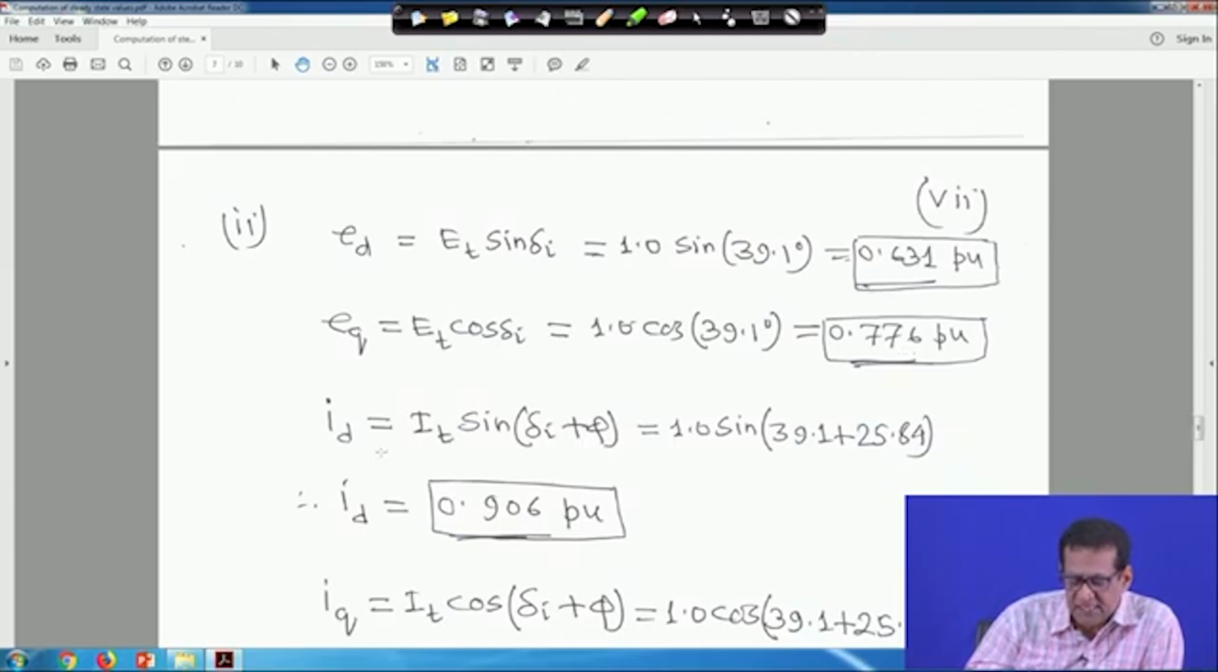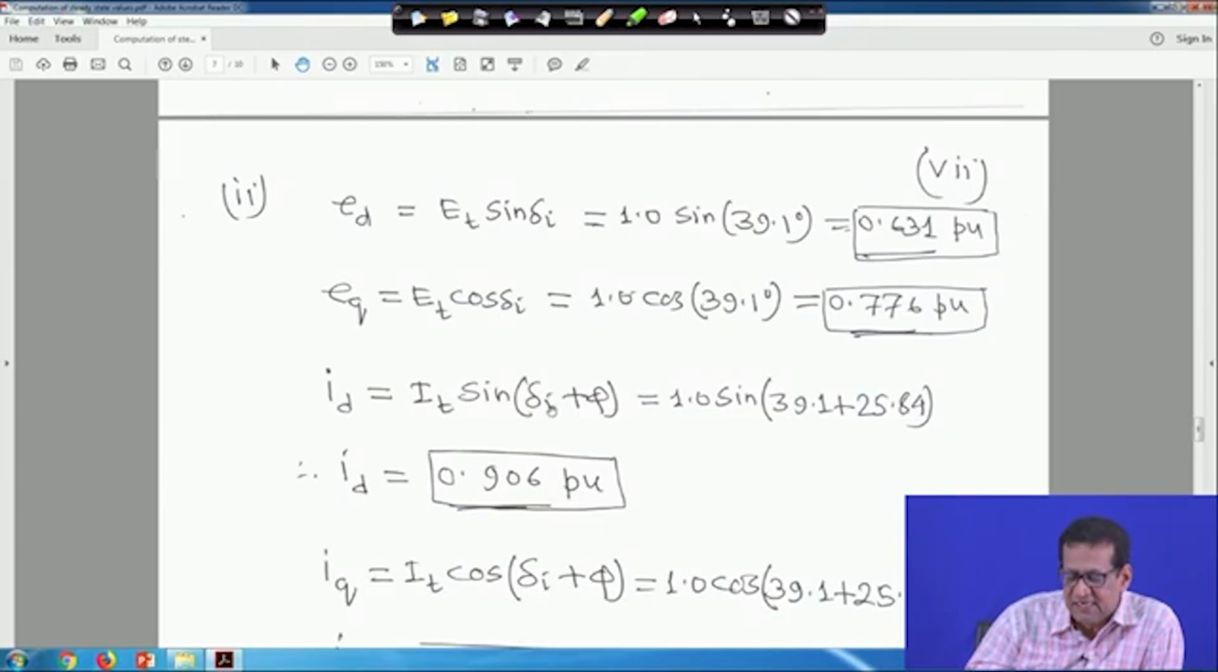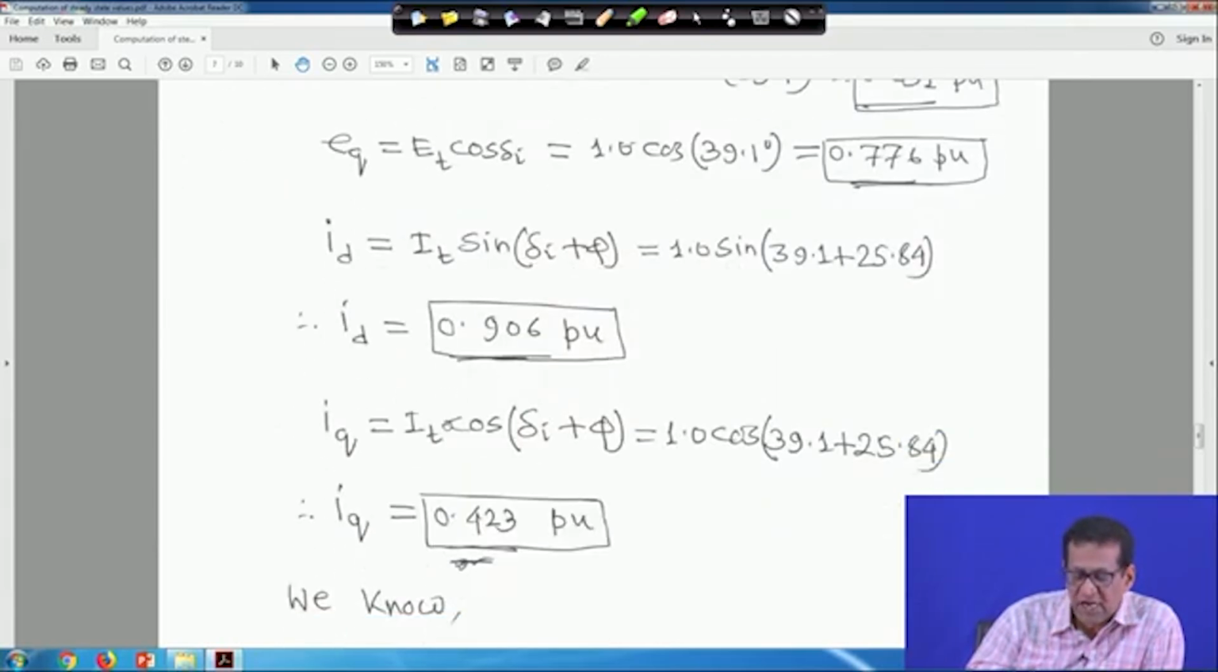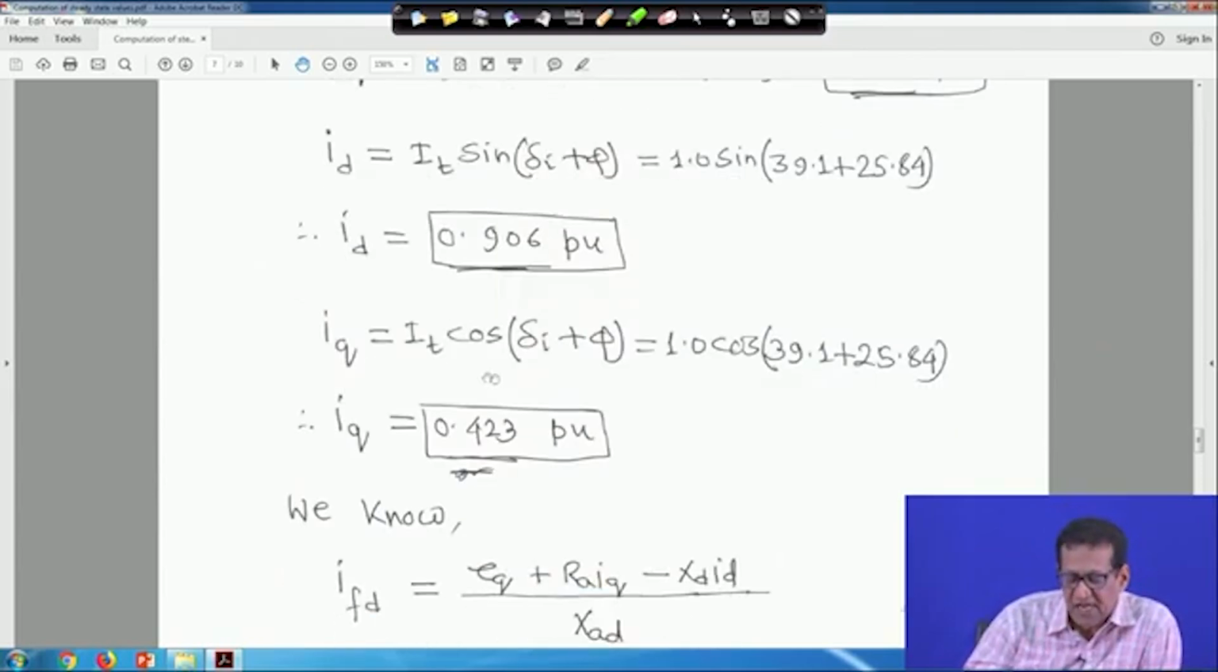And ID is equal to, we know, IT sin of (delta I plus phi). So, IT is 1 per unit, delta is 39.1 degree and phi is equal to 25.84 degree. So, if you compute, ID is 0.906 per unit, right. Similarly, IQ is equal to IT cos of (delta I plus phi), that is 1, because IT is 1, cos of 39.1 plus 25.84, they are degrees. So, IQ will be 0.423 per unit, right.